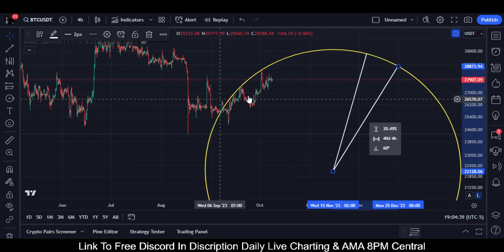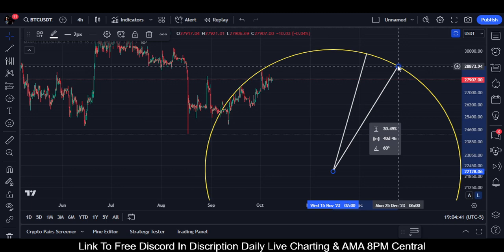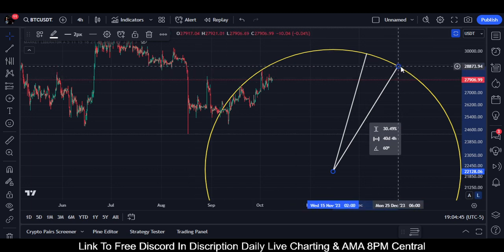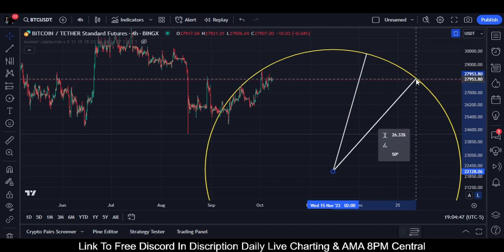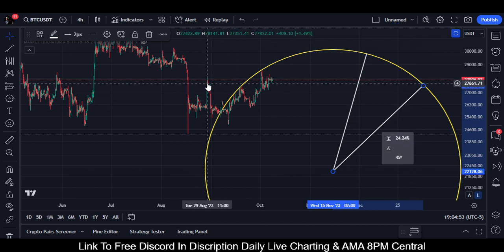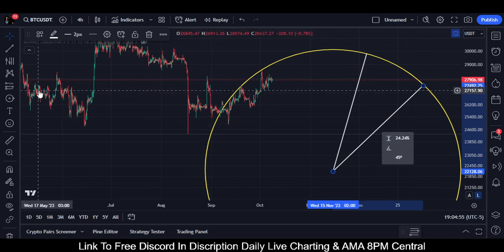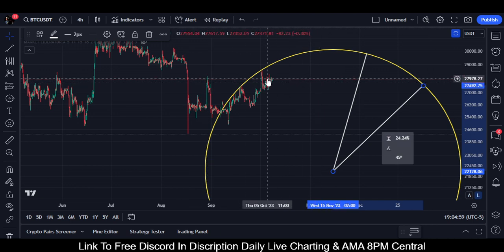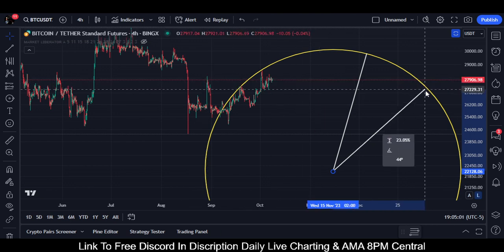60 degrees. What happened at 60 degrees? Well, the bottom. Now let's go down to 45 degrees. And, oh, resistance. It's our current support resistance flip we're sitting on. Let's go down to 30 degrees.